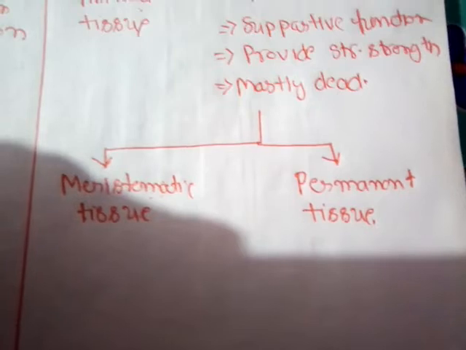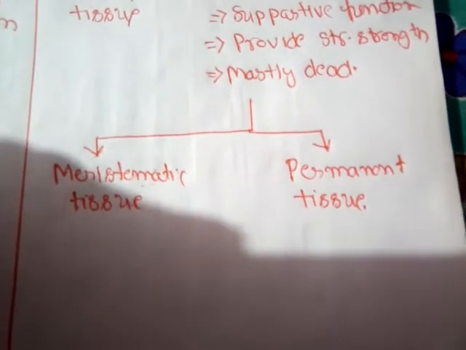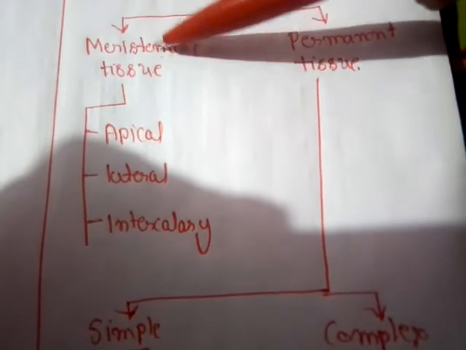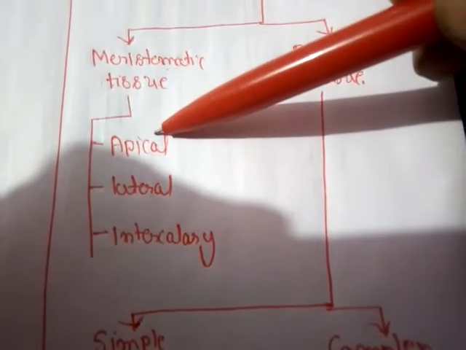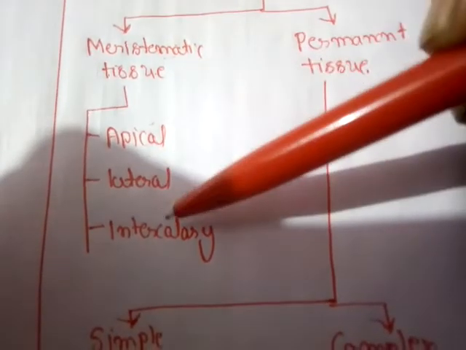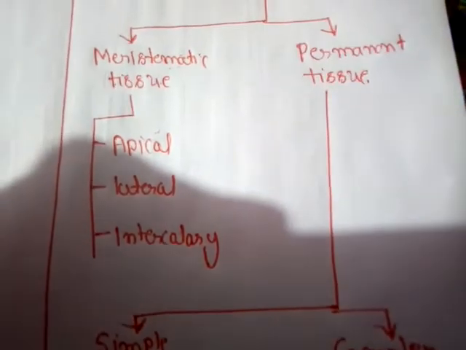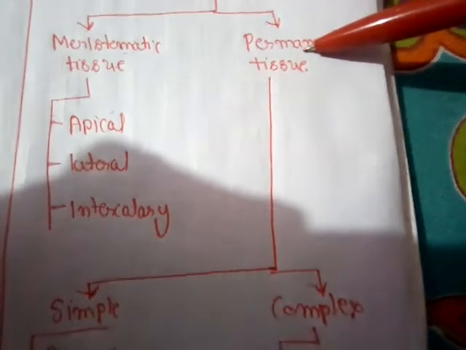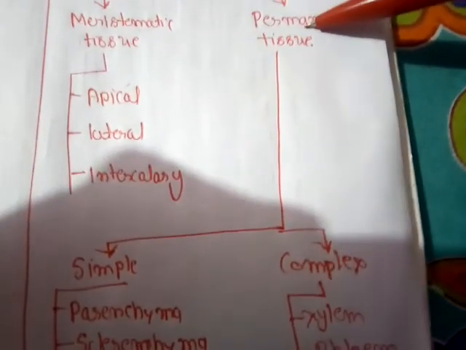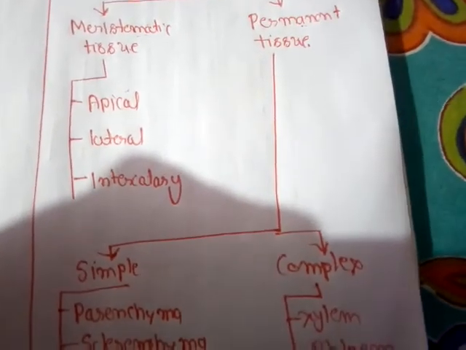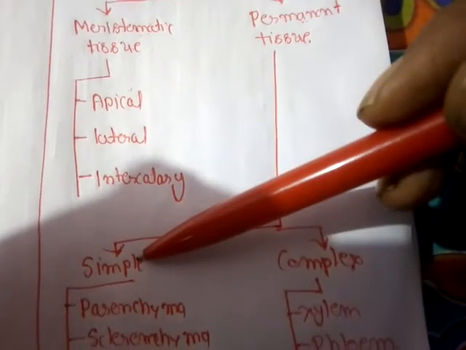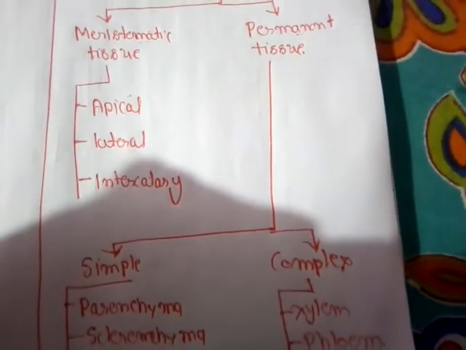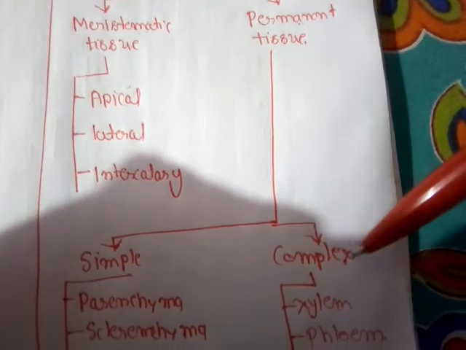Now the permanent tissue and meristematic tissues are further divided into different categories. Depending upon the location in the plant body, the meristematic tissues are further divided into apical meristem, lateral meristem, and intercalary meristem. We will discuss about them in a separate video. The permanent tissue, that means the tissue that doesn't have the capability to divide, is further divided into two categories. If the permanent tissue, that means a group of cells, is made up of only one type of cell, that is a simple permanent tissue, and if a permanent tissue, that means a group of cells, is made up of more than one type of cell, that is a complex permanent tissue.